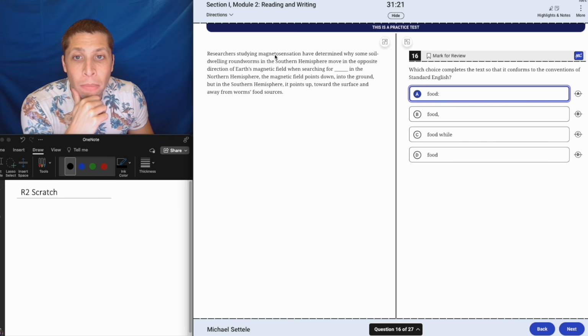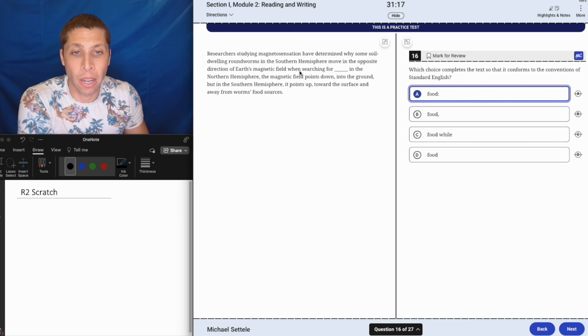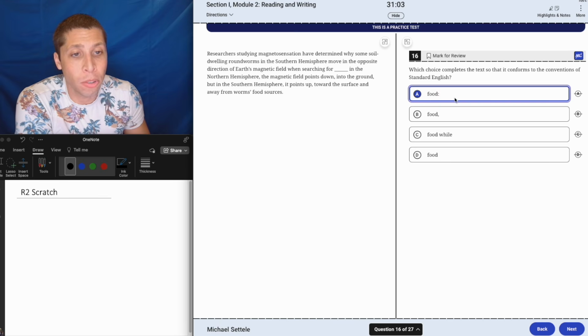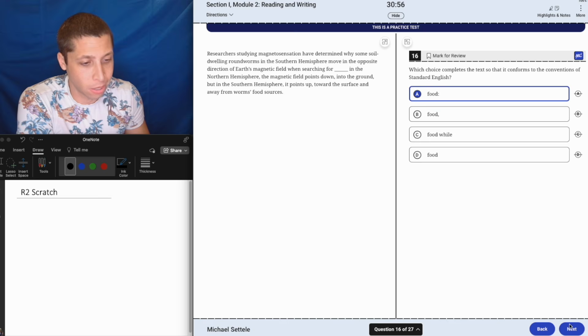Researchers studying magnetosensation have determined why some soil-dwelling roundworms in the southern hemisphere move in the opposite direction of Earth's magnetic field when searching for food. That is a sentence. So that checks out. In the northern hemisphere, the magnetic field points down into the ground, but in the southern hemisphere, it points up toward the surface and away from worms' food sources. That's a sentence too. Really, choice A is the only one that allows us to join 2 sentences here. So that's it. I've seen this question before too. All right.